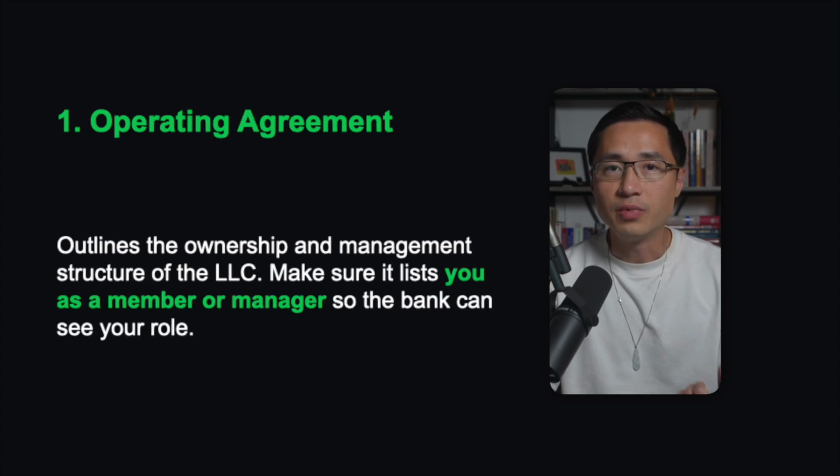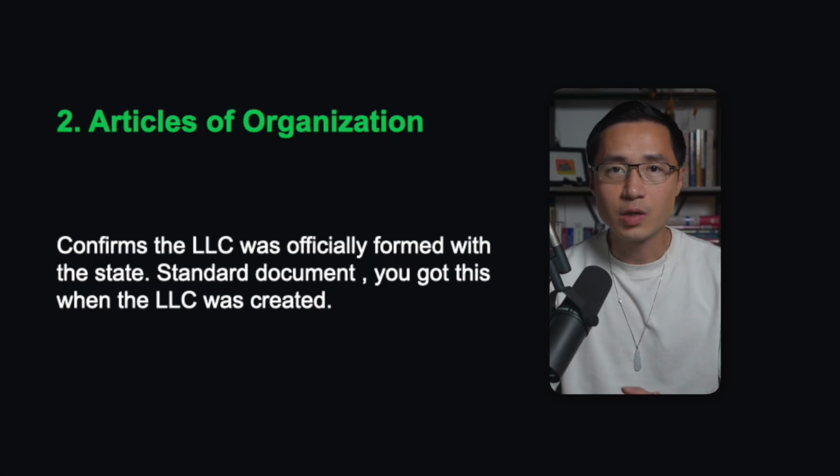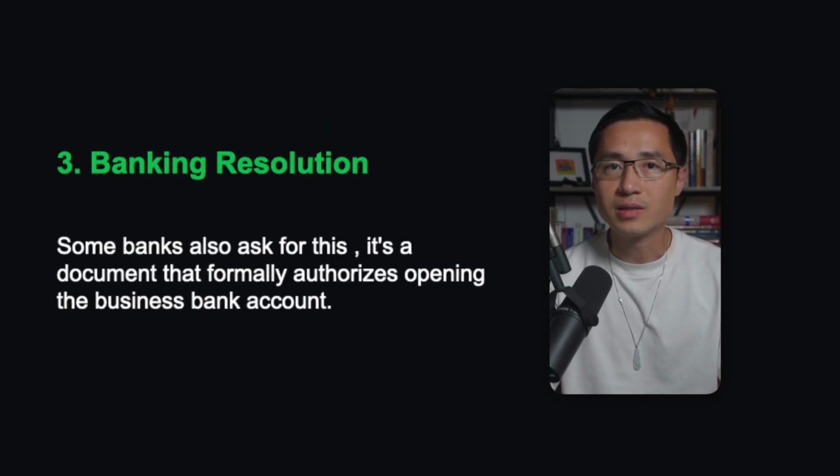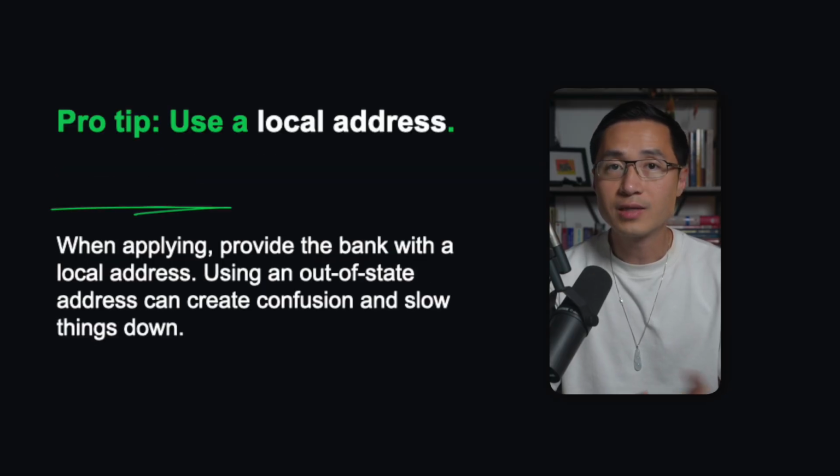The first is the operating agreement, which is the document that outlines the ownership and the management structure of the LLC. You want it to list you as a member or manager so the bank can see that. The second document is the Articles of Organization, which confirms the LLC was officially formed with the state. And in some cases, the bank may also request a banking resolution, which authorizes the opening of the business bank account. And one last tip is to provide the bank with a local address when opening the account. Using an out-of-state address can sometimes cause some confusion for them.